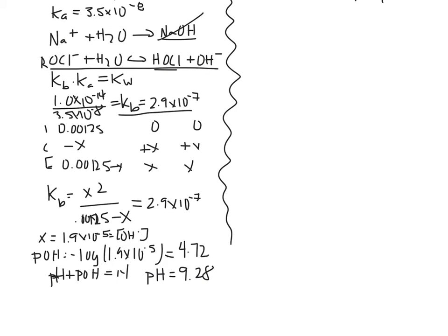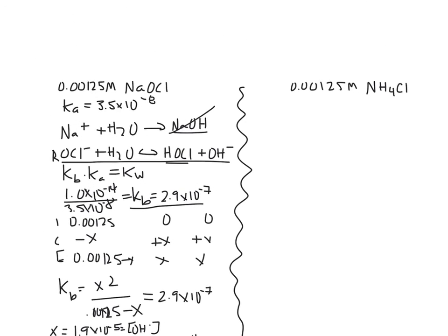Again, if I wanted to, I could totally find the hydrogen concentration simply by taking 10 to the negative pH, negative 9.28, and get my hydrogen concentration. So what we just did is found the pH and all of its other values for what apparently was a weak acid. So we're going to do the same thing over here for this salt.